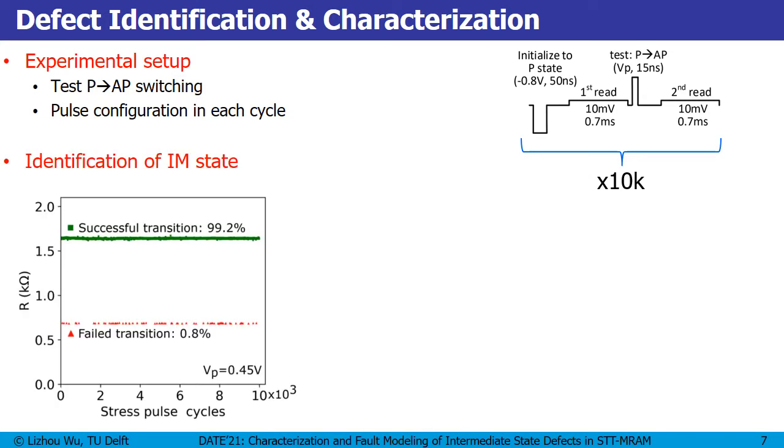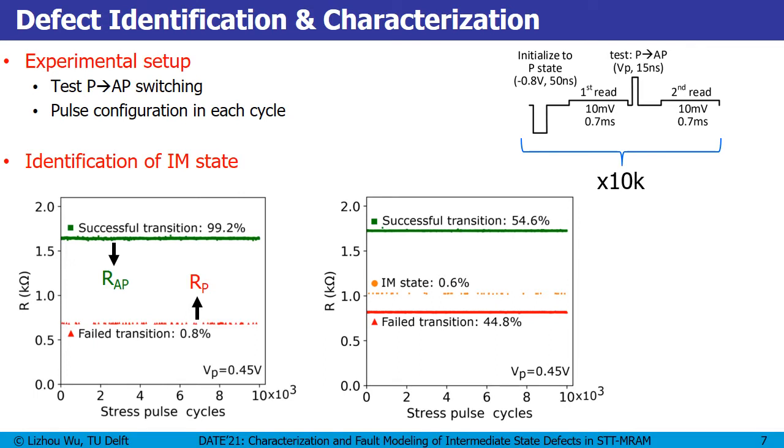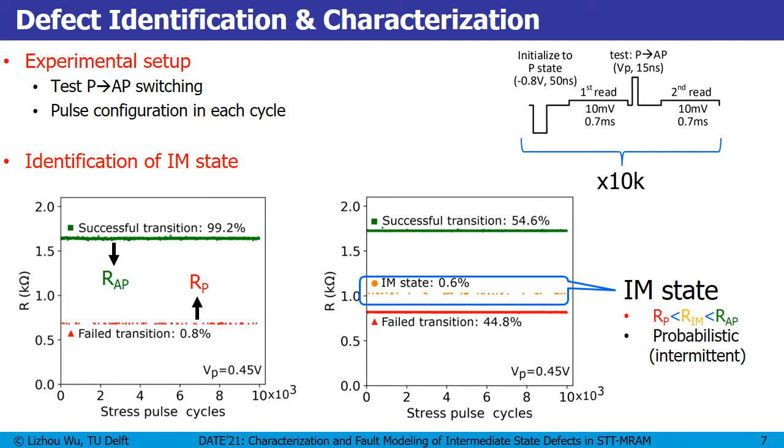Here you see the measurement results. For the majority of devices being tested, we only saw two states, AP state and P state. However, for a small fraction of devices, we saw a third state. And we observed that the resistance of this third state is always between RP and RAP. This is why we name it intermediate state. Another key observation is that the occurrence of intermediate states is always probabilistic, which means that it occurs only in some cycles, not all measured cycles.